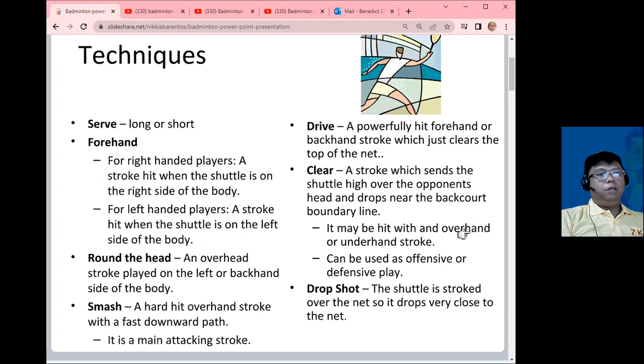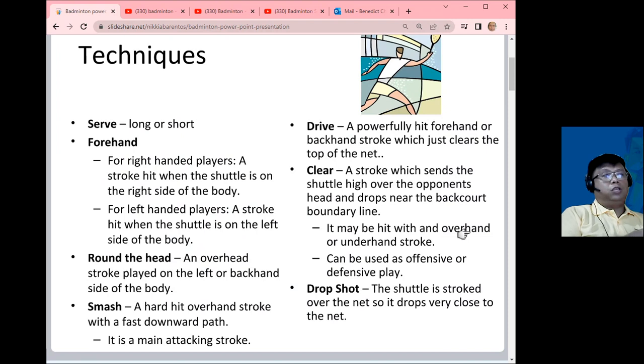Particularly, we are going to be looking into service, long or short service, your forehand, wherein you should be able to move your arms in the correct manner, whether you are a right-hander or a left-hander. For right-handed players, a stroke will hit when the shuttle is on the right side of your body and you are going to have an open chest acceptance and you are going to be moving from the back going forward.